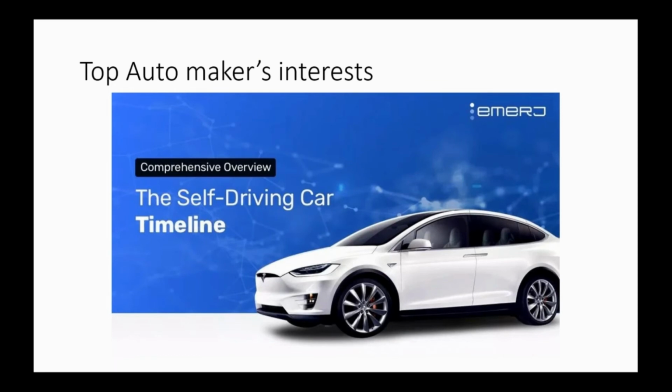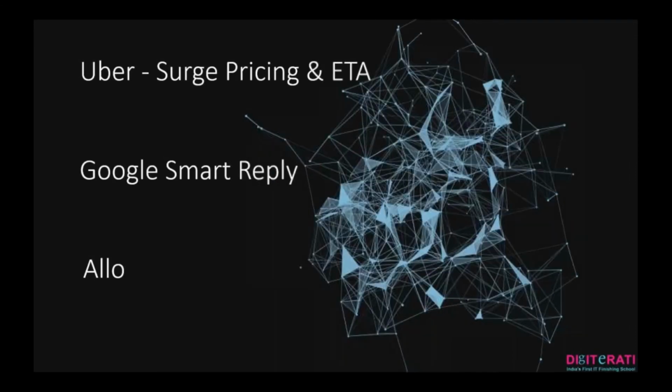And top automakers are interested in AI because all of you might have heard about the self-driving car. There are 5 stages, whether it should be fully self-driving or manual plus this with this. In all these 5 stages, all the top automobile biggies are interested. And self-driving car completely uses AI, including the directions and the speed. Everything is controlled by AI.